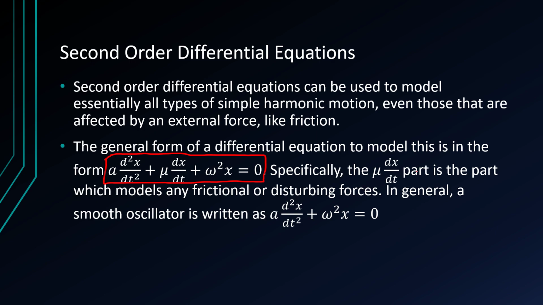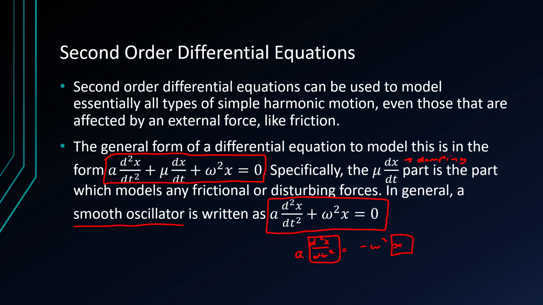So the mu dx by dt part is actually the damping that we're going to consider soon. Whereas something known as a smooth oscillator, so that's from the smooth table approximation that we had at one point, would represent as this, because mu is essentially the way you represent any disturbing forces or frictional forces. And so we can see omega squared x cropping up again, and obviously we can see that a d2x by dt squared equals minus omega squared x, which again shows that these two things are proportional.